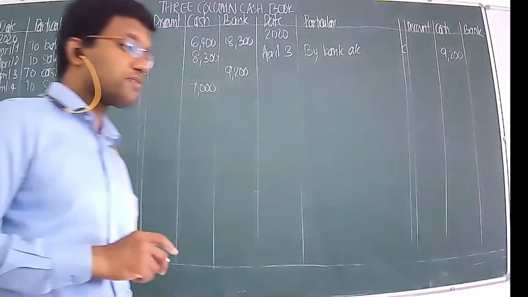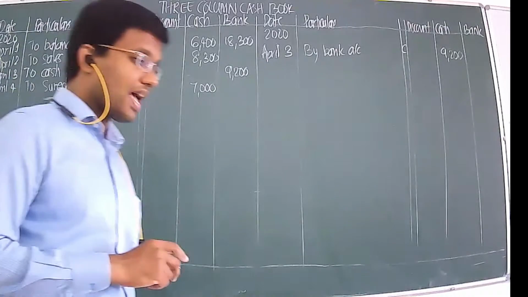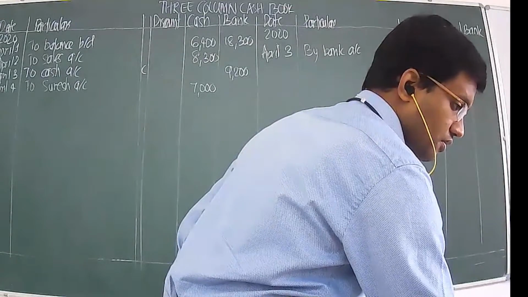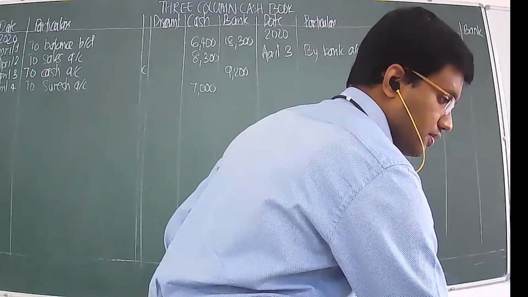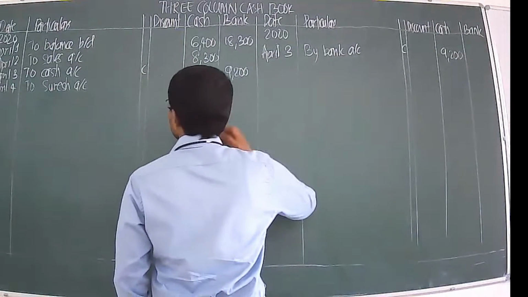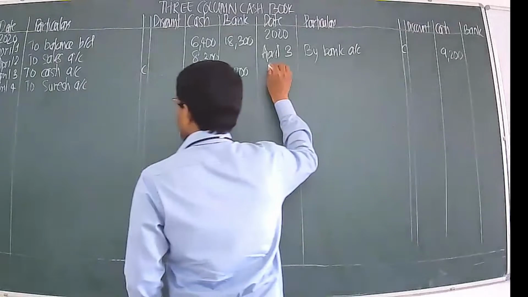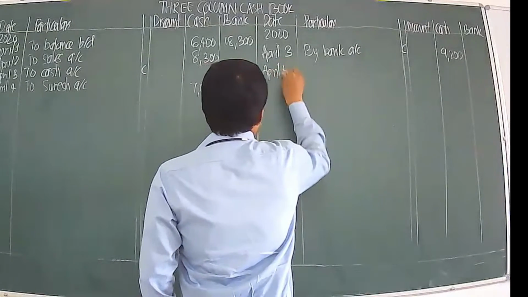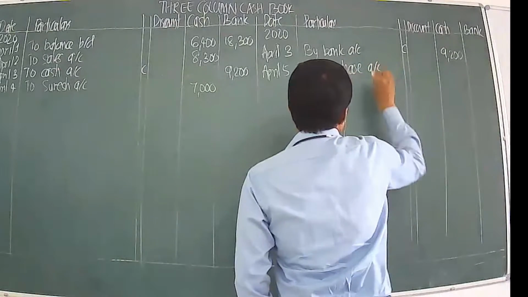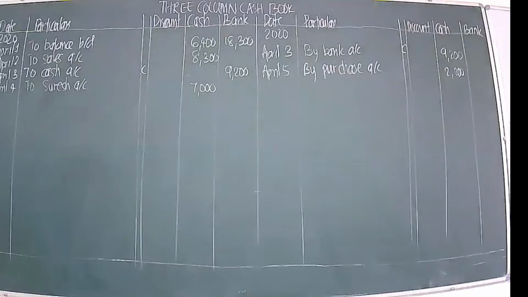5th of April, purchase goods for cash, 2,200. Rahul, you can keep your hand raised and we will be happy to unmute you. Yes, Rahul. So the transaction is purchase goods for cash. So it's the purchase account. Which side? It's on the debit side, purchase account. And in your cash column, you'll write 2,200. Good work, Rahul.